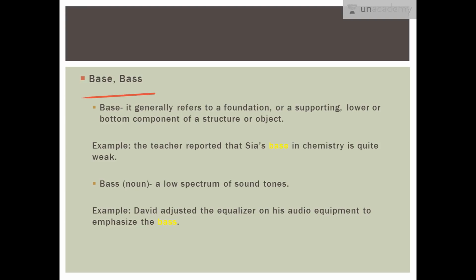The example that I've included here is: the teacher reported that Sia's base in chemistry is quite weak. So basically the foundation of chemistry for Sia was not very good, or maybe she just bunked classes, or whatever the case was. Her base in chemistry is really weak, which is what the teacher is complaining about. The next base is BASS, which is a noun, and it is a low spectrum of sound tones. Now let's see the example.